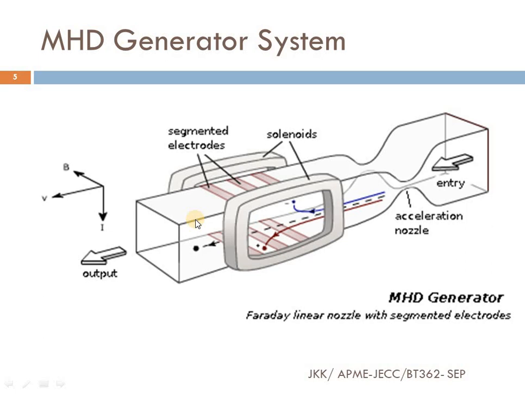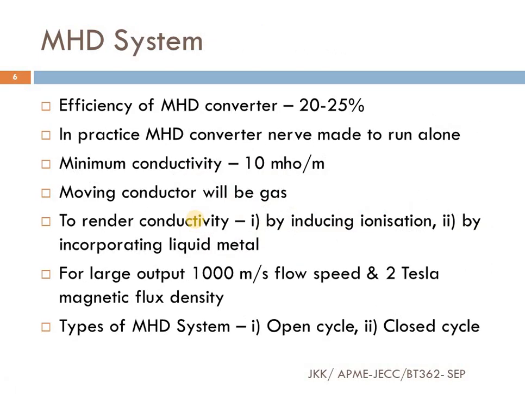So this is the basic construction of an MHD generator system. Towards the features, the efficiency of the MHD converter itself will be in the range of 20 to 25%. So as a standalone system, this is not that appreciable, but we can couple this to another conventional system that we will discuss at a later stage.